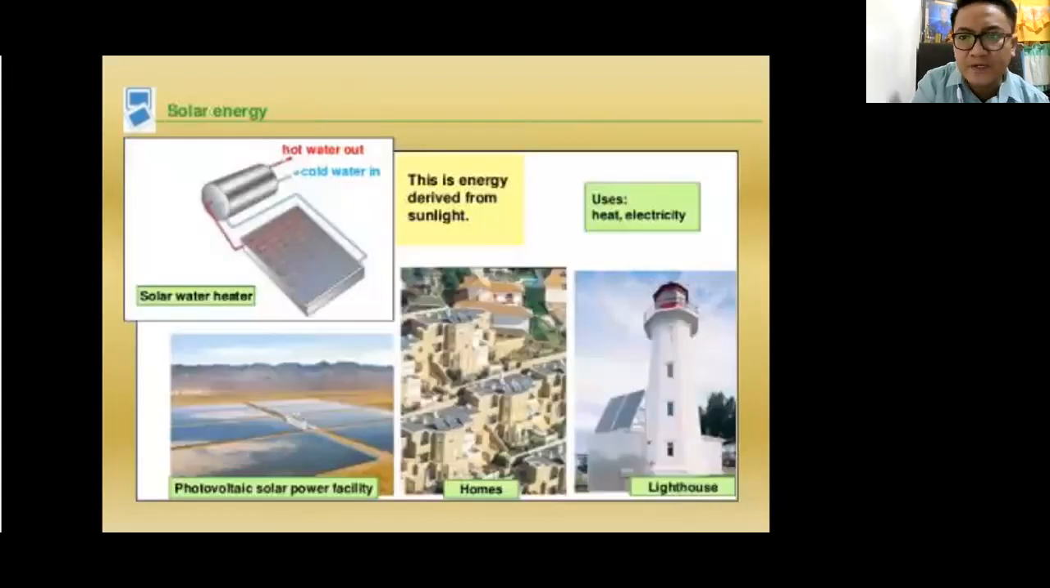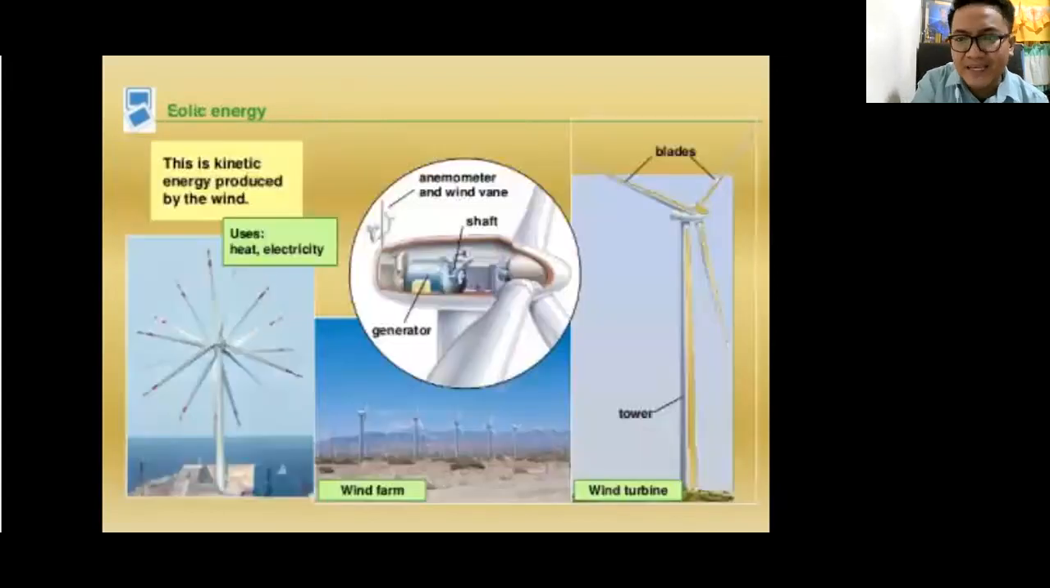Solar energy po, no? Ito yung mga galing po sa araw. This is energy derived from sunlight. So ito po yung ginagawa po natin, the solar water heater. So mapapansin po natin yung pinaka-uses po niya ay si heat and electricity. How about the aeolic? And si wind energy po. Yan ha. Si aeolic energy, this is kinetic energy produced by the wind. So uses heat, electricity, yun po yung meron po siya.